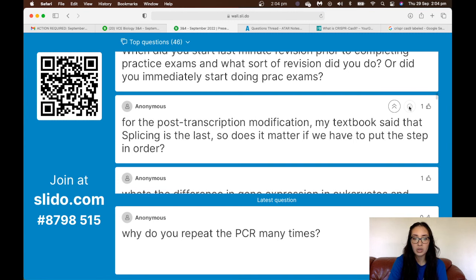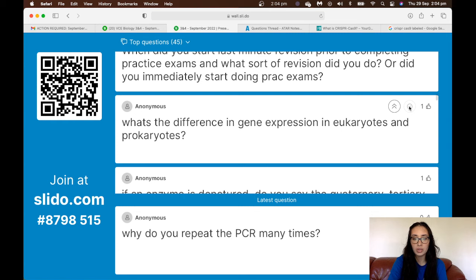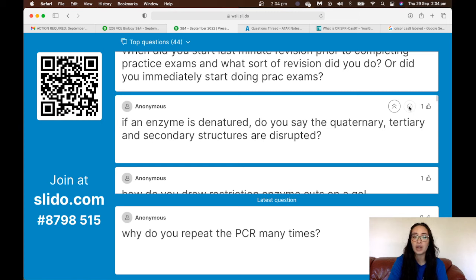Just trying to cut down these questions so that we don't get too overwhelmed. With gene expression, eukaryotes and prokaryotes, remember that prokaryotes don't have a nucleus, and so the main difference is that they're separated. In eukaryotes, transcription occurs in the nucleus and translation in the cytosol, whereas in prokaryotes both processes just occur in the cytosol, and they can occur at the same time.